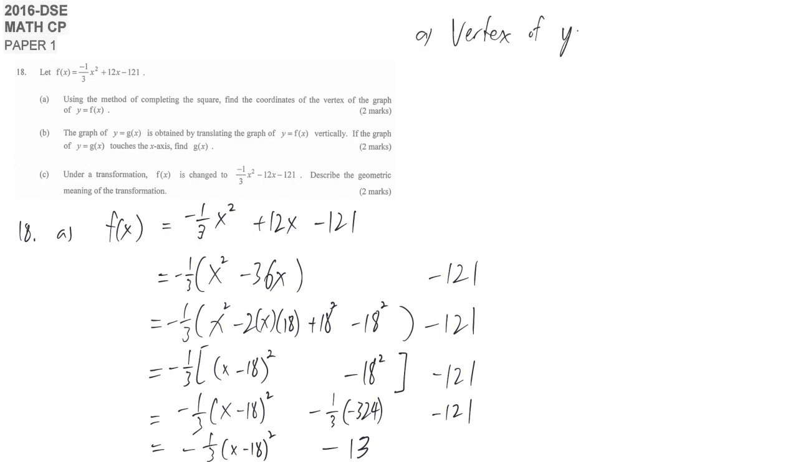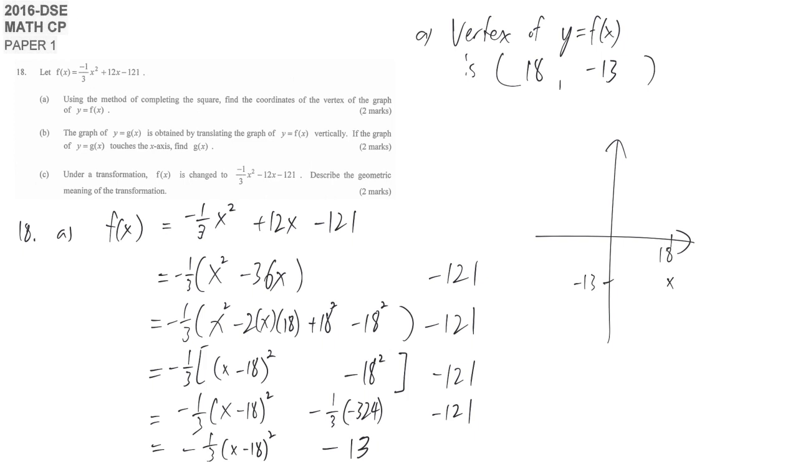of the graph y equal to f(x) is when this square becomes 0. That means when x equal to 18. Then the corresponding result of y is, this part becomes 0. This is the only term for the result. So the result is -13. By observing this function, we know that the vertex is (18, -13).